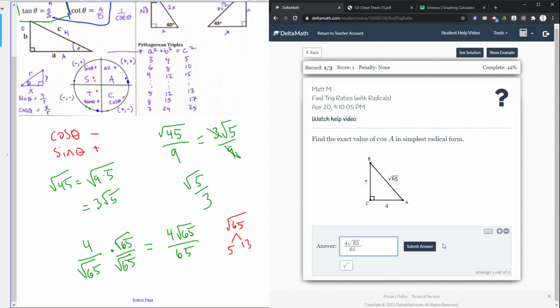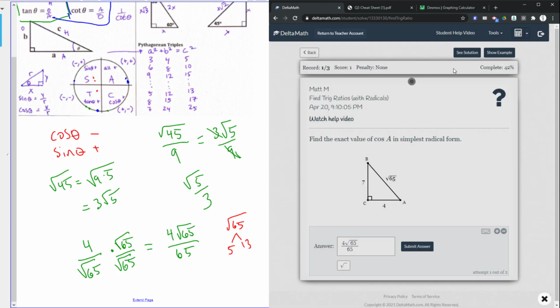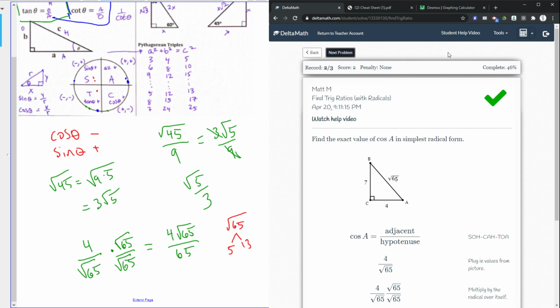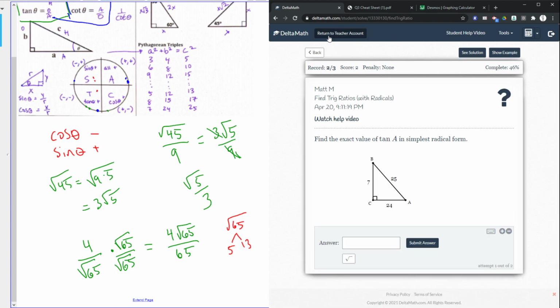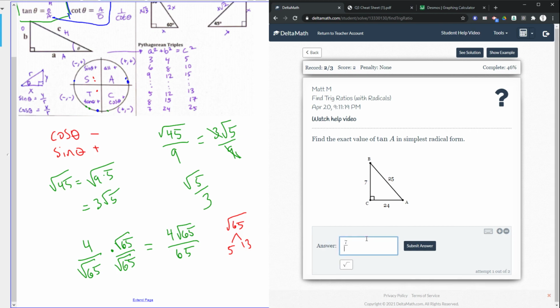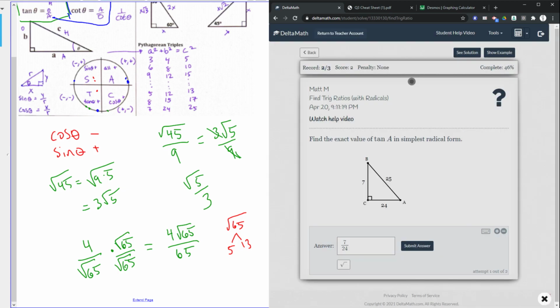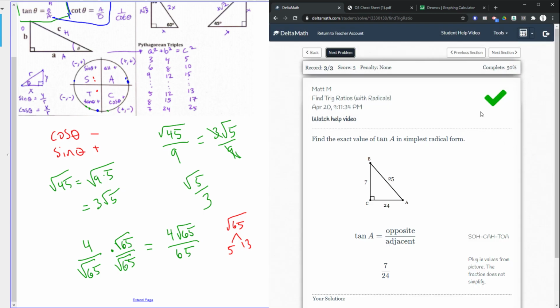All right, let's see if we did it right. Nice. Tangent this time. Okay, no radicals. This one should be easy. So tangent of A, opposite, 7 over adjacent, 24. Awesome.